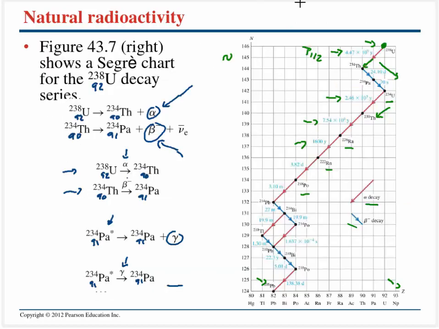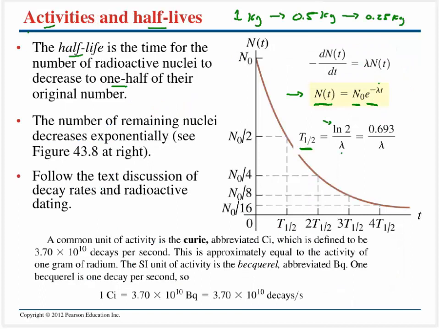So let's flip back to the previous page, and this t to the 1/2 is going to be 4.47 billion years for uranium. We're going down into thorium. This one is going to be 24 days, 70 seconds, and so on and so forth. And you can kind of see that if we were to plot this guy right over here, it's going to be a nice, pretty exponential. It's going to decrease, decrease, decrease, and never actually reach zero.